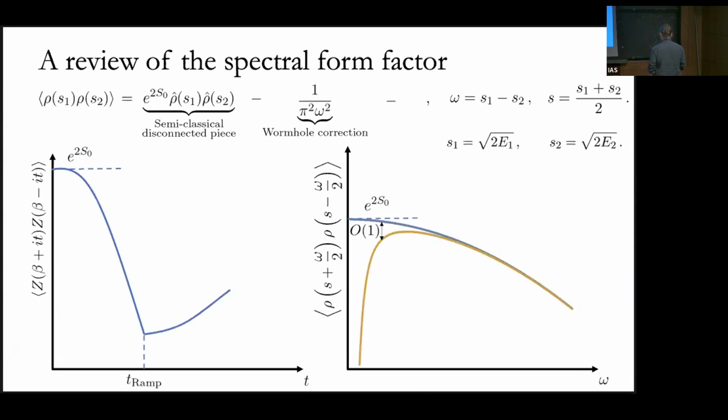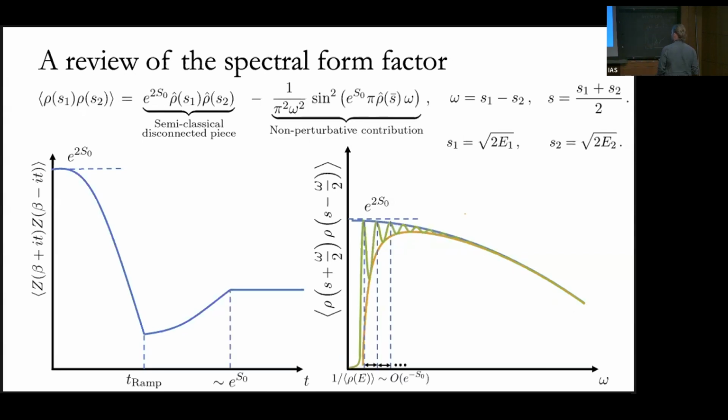A leading correction comes from the wormhole that has no handles on it. And this wormhole contributes a factor of 1 over omega squared to the spectral correlator. So I plotted it here, the sum of the two, on the right in yellow. And in the spectral form factor, it's what leads to the ramp. And finally, this wormhole contribution receives a further contribution that's no longer perturbative in e to the S0, so does not have a straightforward geometrical meaning, but is universal.